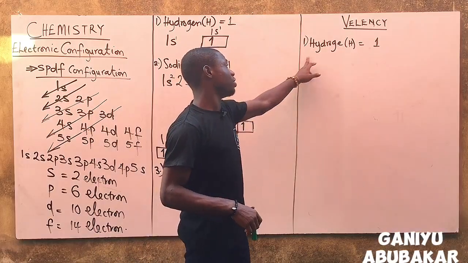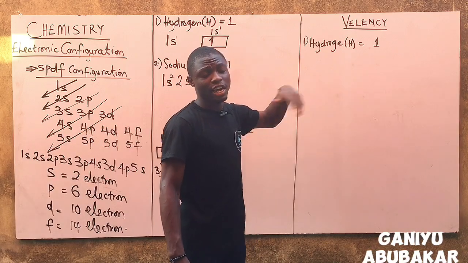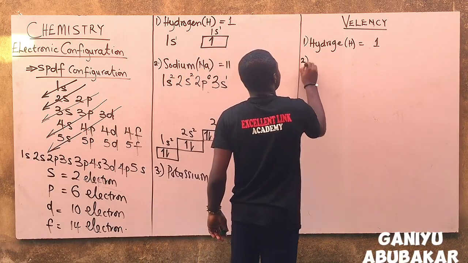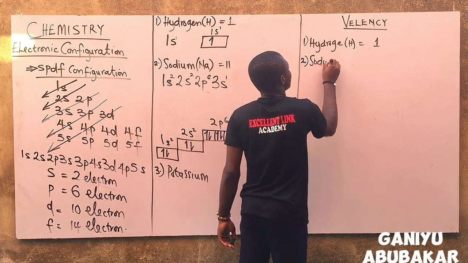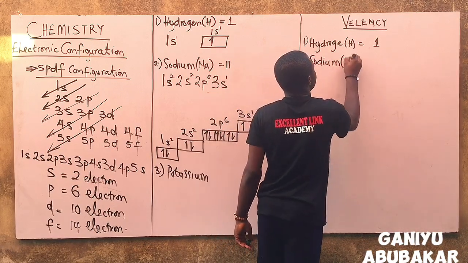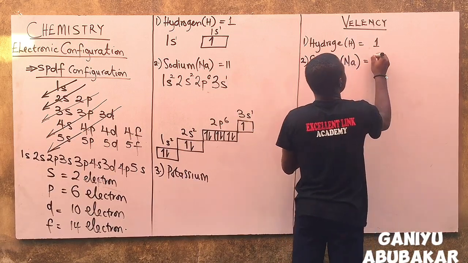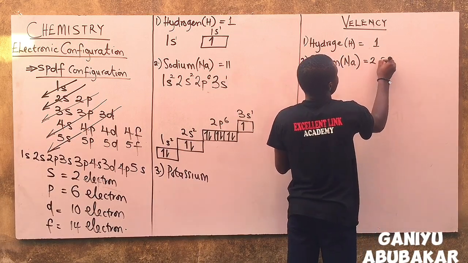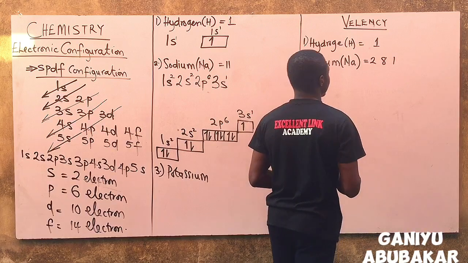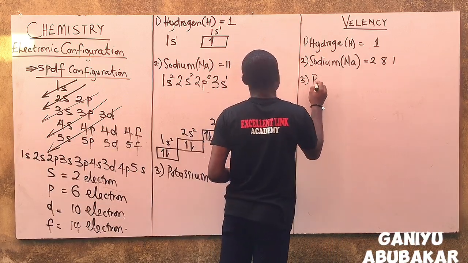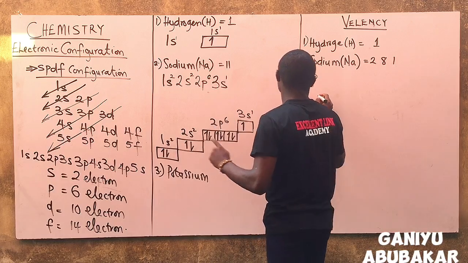I gave you hydrogen. I said the electronic configuration of hydrogen is just 1. Number two, I gave you sodium, that's Na. The electronic configuration for sodium is 2, 8, 1, right? Number three, we did potassium for the KLM shell concept in our last class.